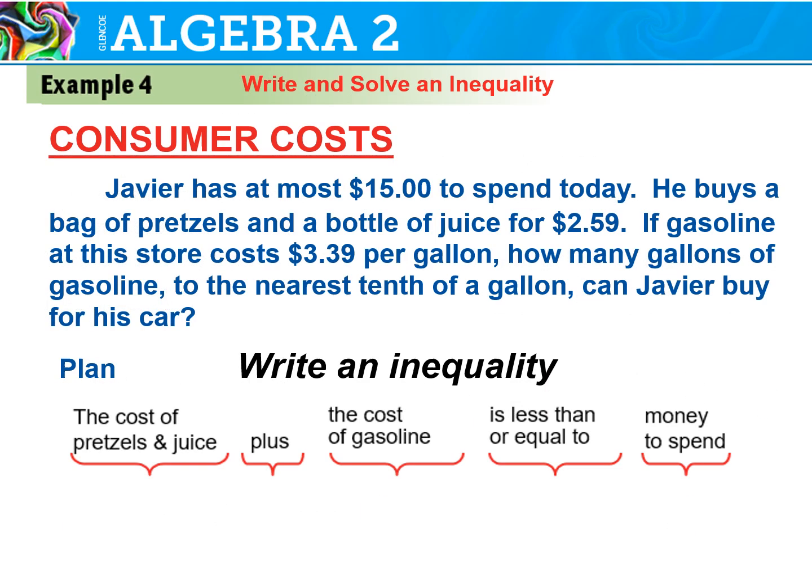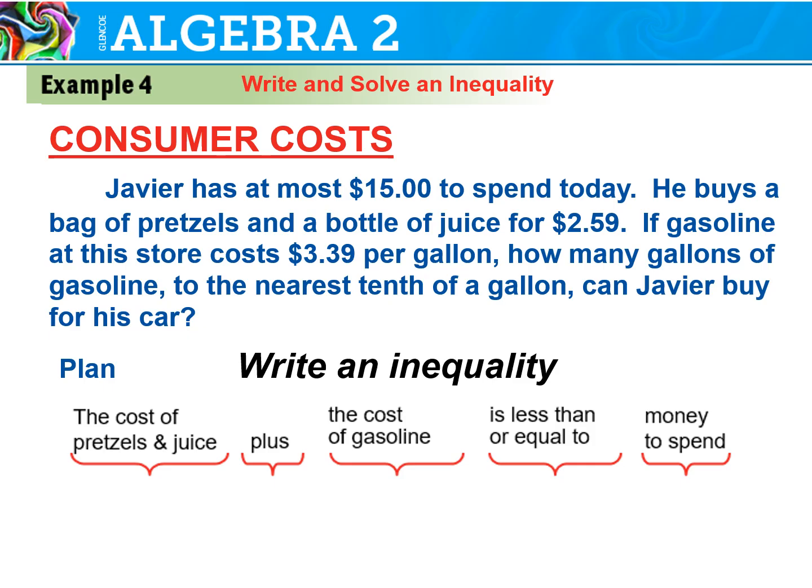Example 4, consumer cost. Javier has at most $15 to spend today. He buys a bag of pretzels and a bottle of juice for $2.59. If gasoline at this store costs $3.39 per gallon, how many gallons of gasoline, to the nearest tenth of a gallon, can Javier buy for his car?